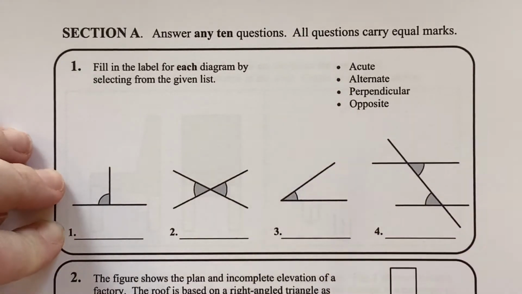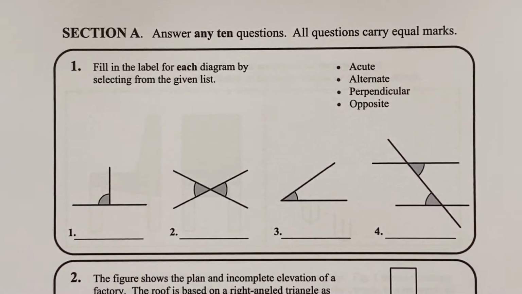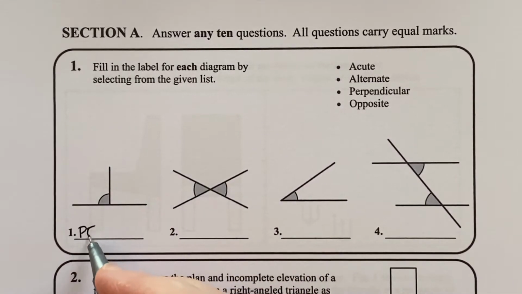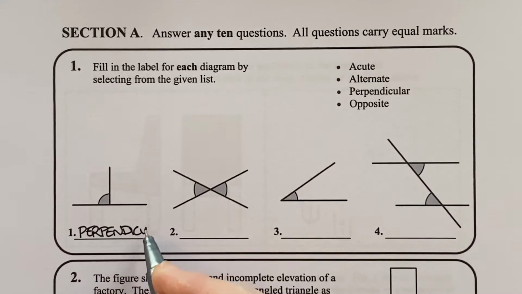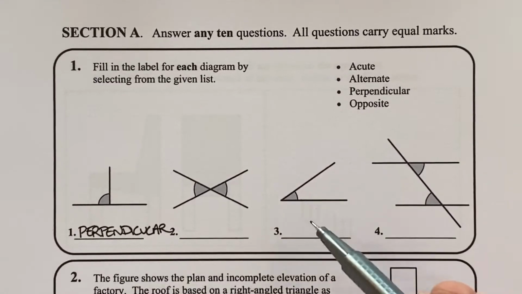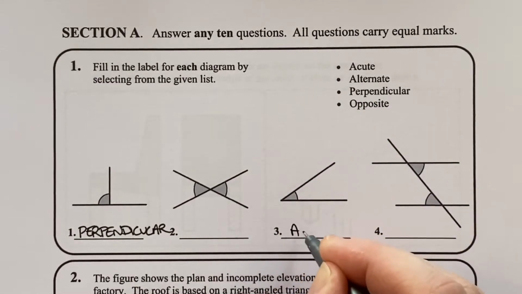So we're given a series of answers there: acute, alternate, perpendicular and opposite. And what I would have done with you before is I would have said, right, first of all, it's process of elimination, but secondly, which ones do you already know? So if I look at the first one there, that's obviously perpendicular. Make sure you spell it right. Question 2, not so sure about at the moment. Question 3, I can see that that's an acute angle.